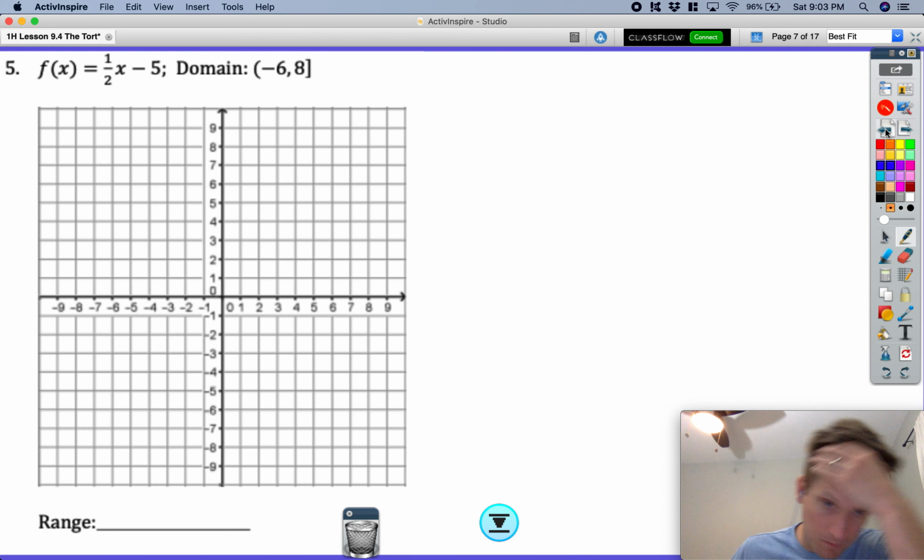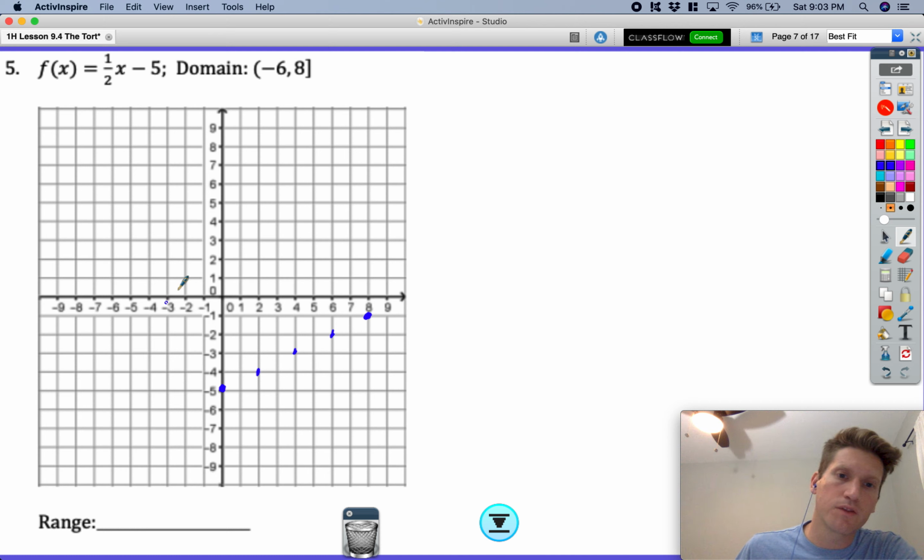Okay, so one more problem here. So I have this function. It's just a linear function, f of x is equal to 1/2 x minus 5. So if I start at -5 and I want to go to my domain to +8, I'd go up 1 over 2, up 1 over 2, up 1 over 2, up 1 over 2. So here's my domain. I don't want to go anywhere past 8.